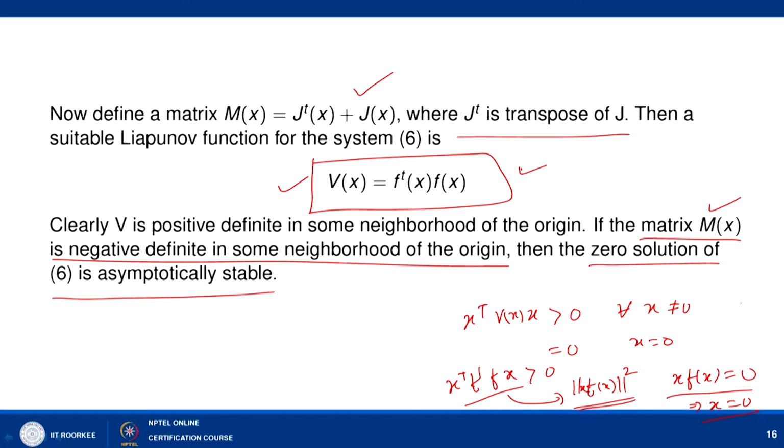So, we say that if the matrix M of x is negative definite in some neighborhood of the origin, then the 0 solution of 6 is asymptotically stable. Let us prove this statement here.